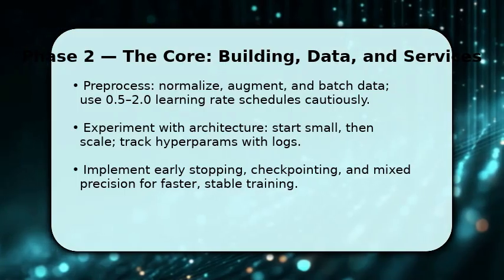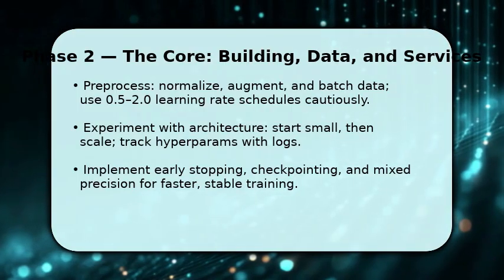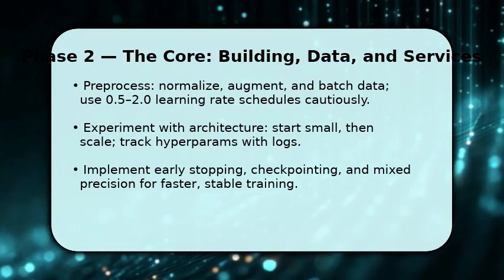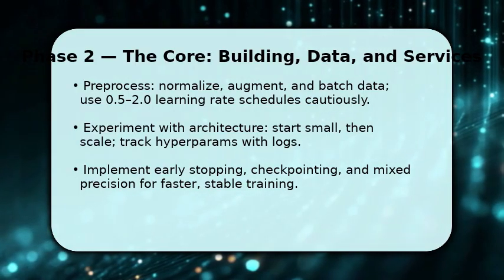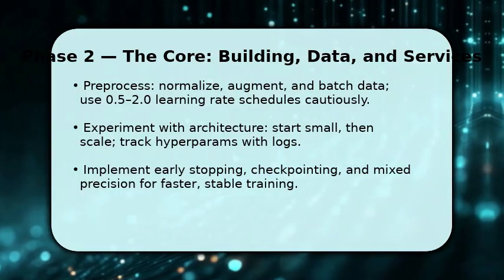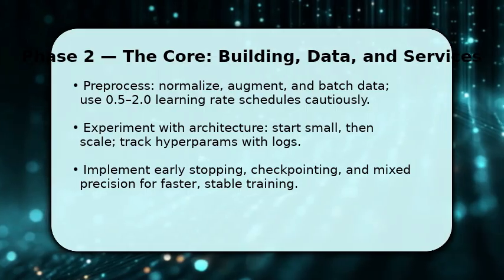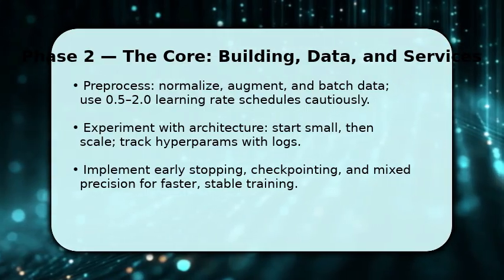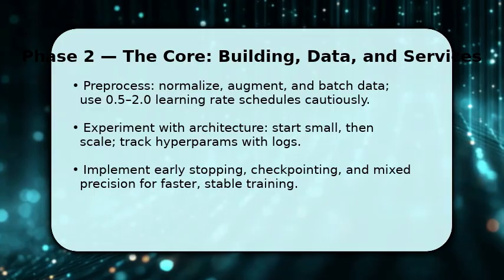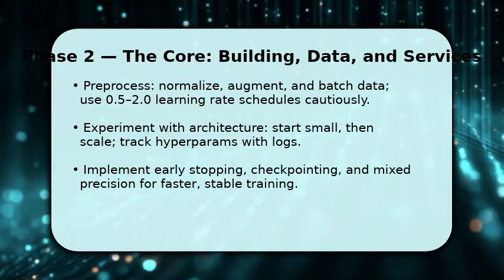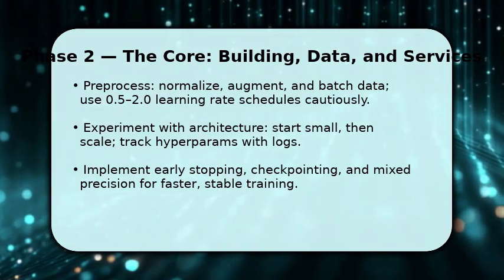Now you build the core: preprocess, model, and iterate. Preprocess by normalizing, augmenting, and batching data, then implement a compact model to validate the pipeline. Once validated, scale architecture and tune hyperparameters, logging each run for comparison. Use learning rate schedules, mixed precision, and checkpointing so training recovers from interruptions.